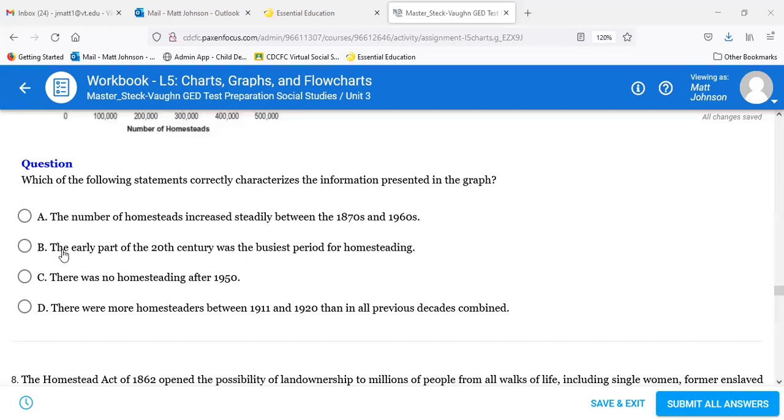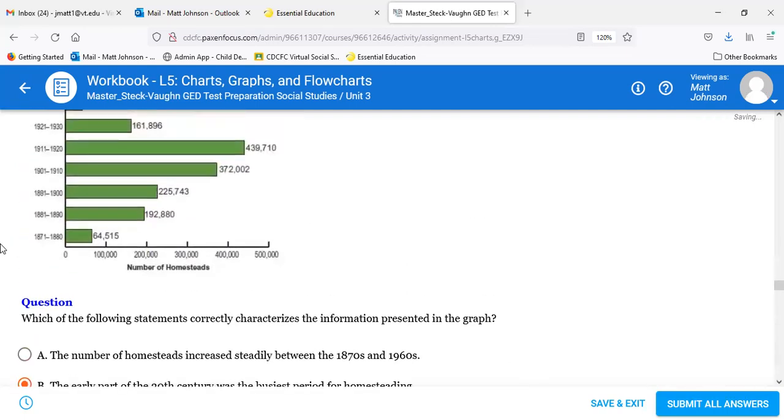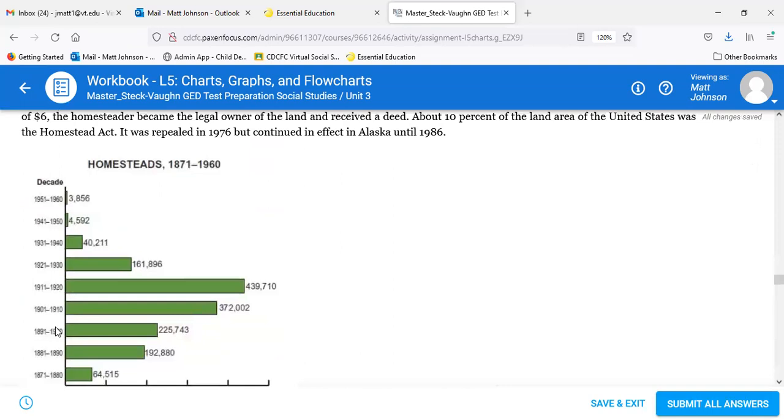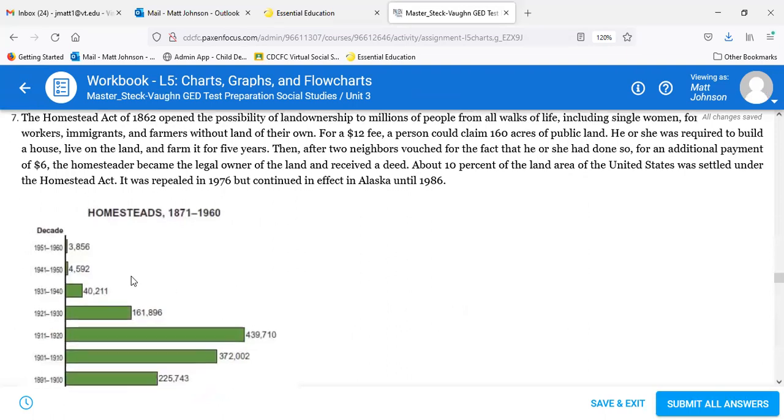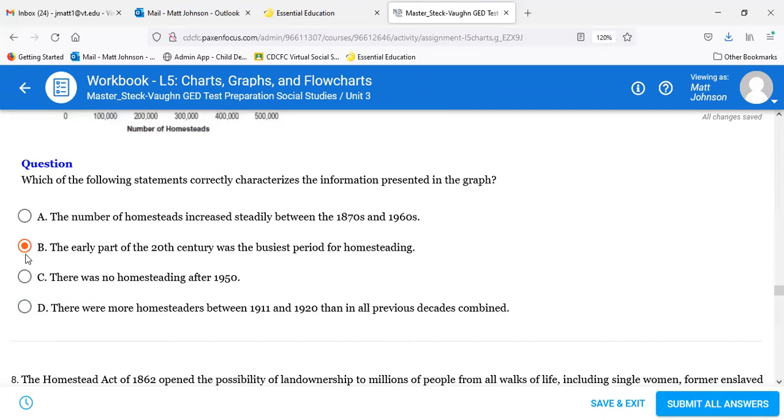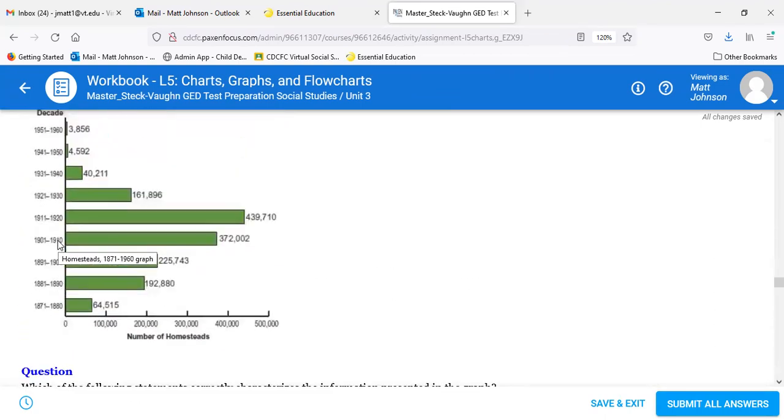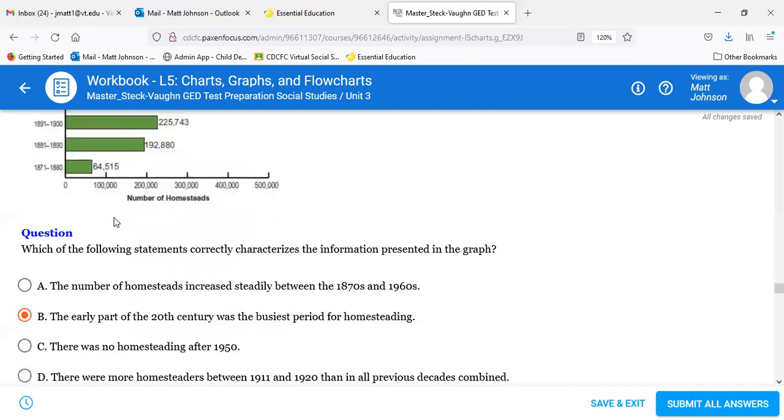It's B. B as in boy. The early part of the 20th century was the busiest part, so between 1901 and 1920, right? That early part there. So the other ones, of course, there was homesteading after 1950. The text even mentions that it went on until 1986. The number of homesteads increased steadily between the 1870s and 1960s. Yeah, that's not necessarily true, right? Most of that occurred between 1871 and 1911, where we saw a lot of growth, and then it starts to drop back down well before we get to 1960.